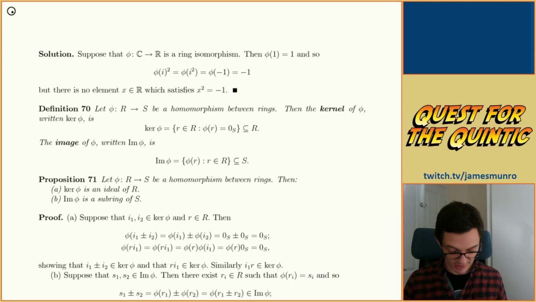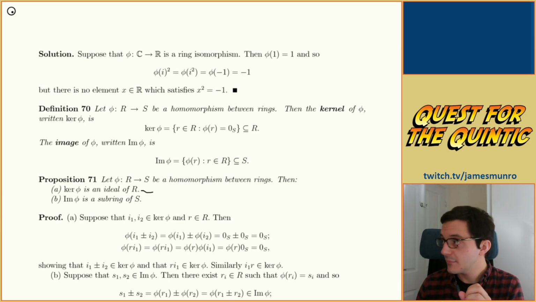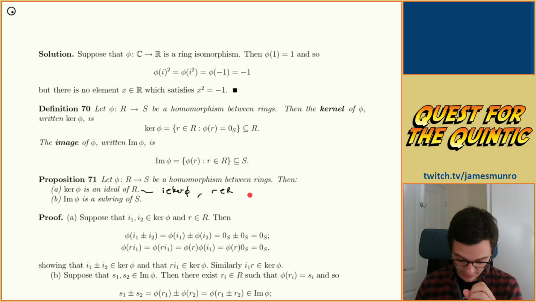Kernel is an ideal. I know it's on the screen, but I'm not going to look. Kernel is an ideal. That means we've got to check that if you have I in your ideal, I in your kernel, and you have R in your ring, then we want to check that IR is in the kernel.